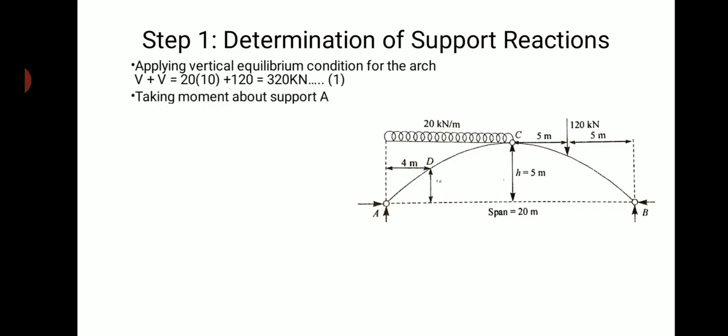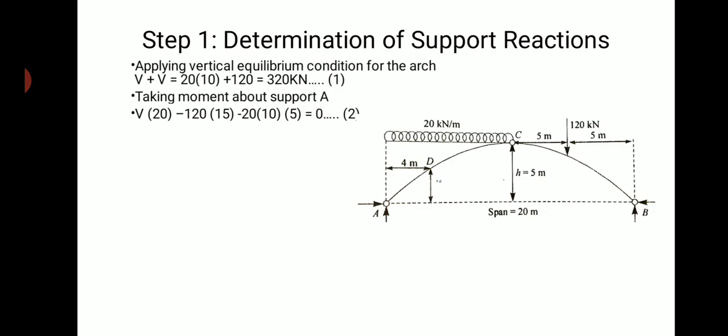Now, in order to find VA or VB, you are supposed to take the moment either at support A or at B. I am going to take the moment about support A. So I consider the moment from B to the reference point A. VB into 20 is acting in the anti-clockwise direction. In this convention, I have taken anti-clockwise as positive and clockwise as negative.